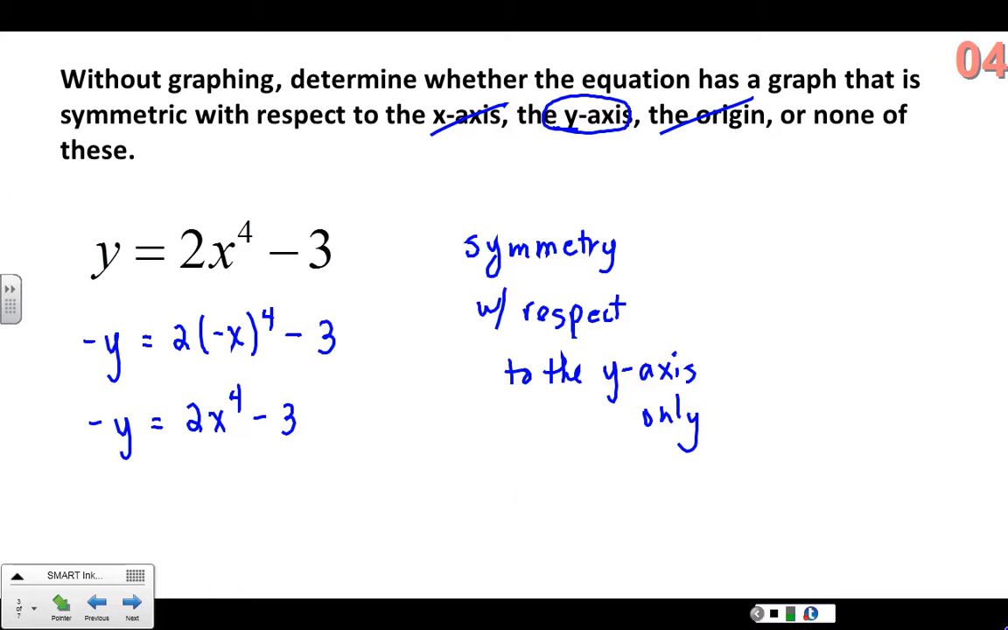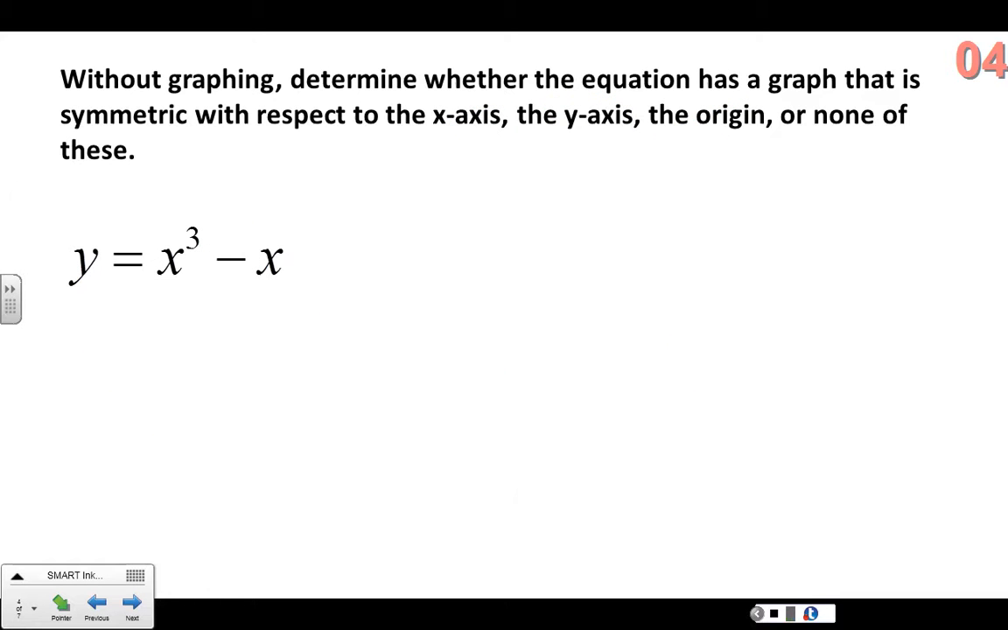Let's try another one. y equals x cubed minus x. So first let's try to replace the y with a negative y and see if that changes our equation. And as you can tell, it does change the equation, because if I were to get the y by itself, I'd have to change the signs of everything, and that would not be the same equation at all. So symmetry with respect to just the x-axis is out of the question in this problem.